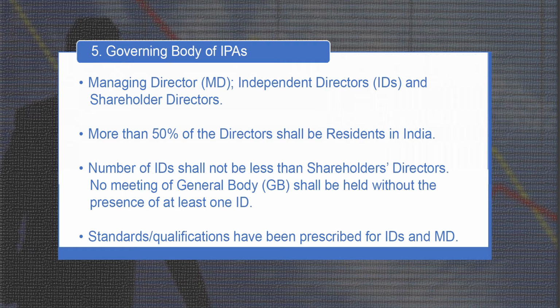More than 50% of directors shall be residents in India. The number of IDs, that is independent directors, shall not be less than shareholder directors, and no meeting of the general body shall be held without the presence of at least one independent director. Standards and qualifications have been prescribed for independent directors and managing director.